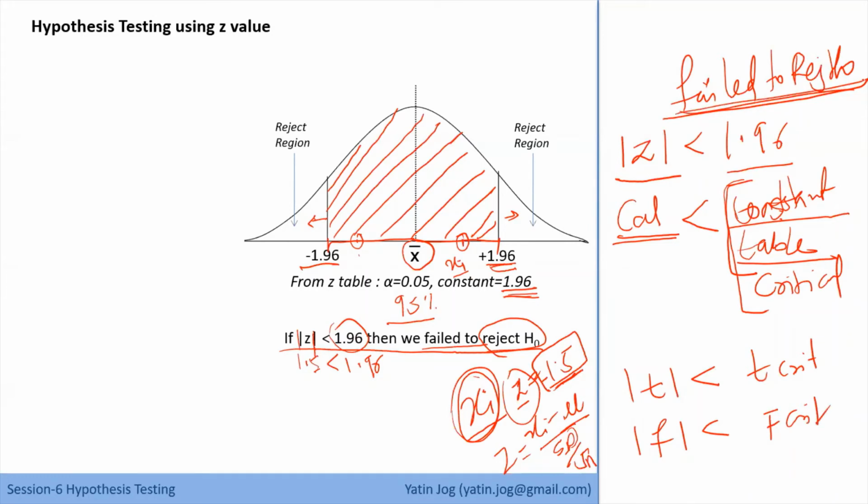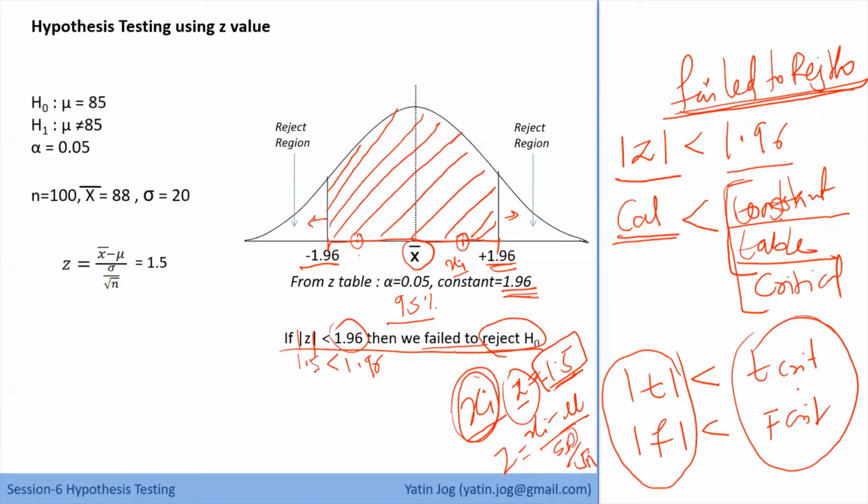So always remember, be it any kind of statistics or analysis, the left hand side is always the calculated value, and the right hand side is always the constant or table value, which is also called the critical value. And if the calculated is less than critical, we fail to reject H naught. That is a thumb rule. Okay, so I will try to solve an example for the Z value.